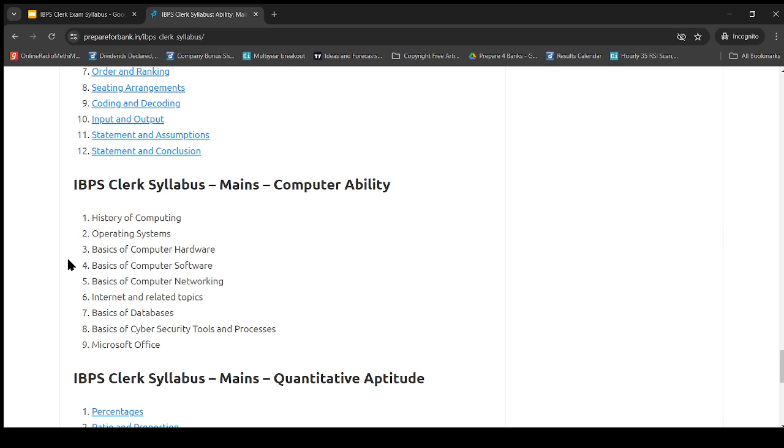However, these topics are very vast in themselves, but we should have at least a gist of them so that we can answer the objective questions that are asked in the mains exam for the IBPS Clerk.